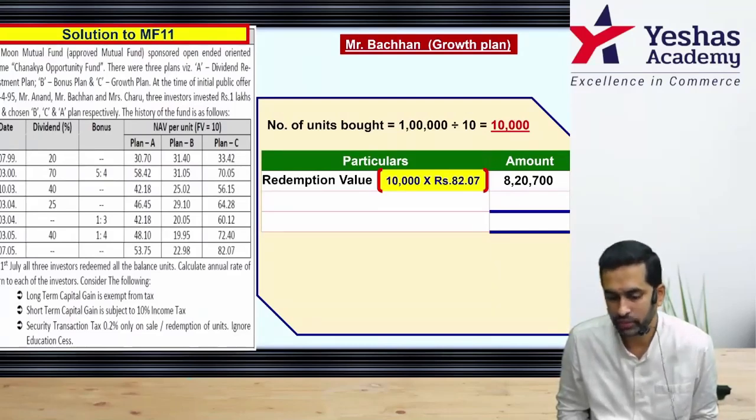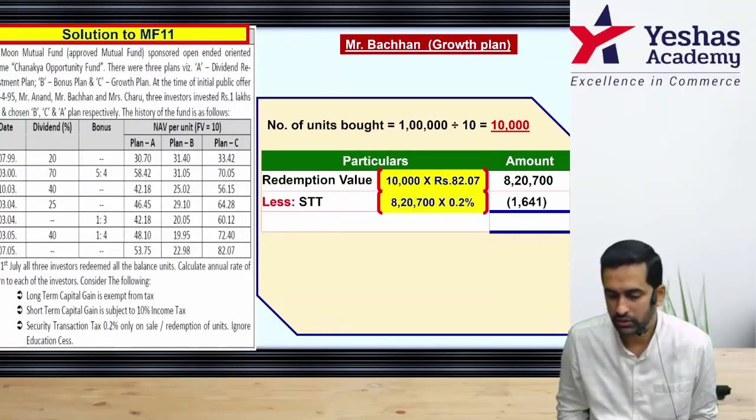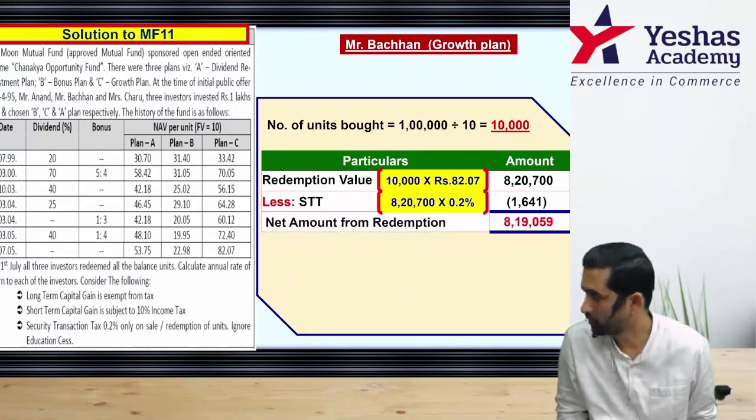That means cash inflow is 820,700. Only thing you have to minus is security transaction tax. That is on full sale consideration, 820,700 into, as per question, 0.2%. 1641. No need to calculate any STCG because there is no purchase, sale, additional units, free units in between. So this is your net receipt on redemption.